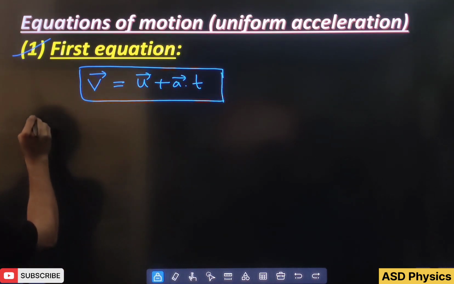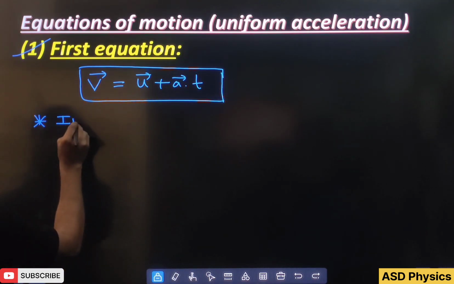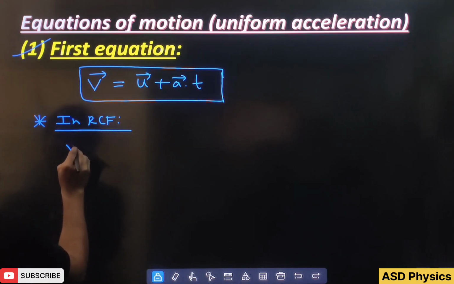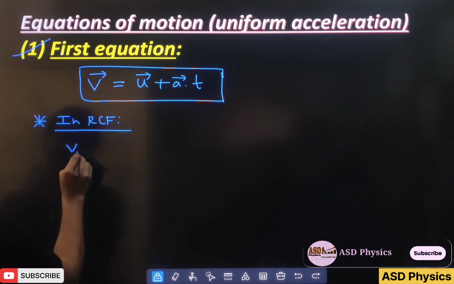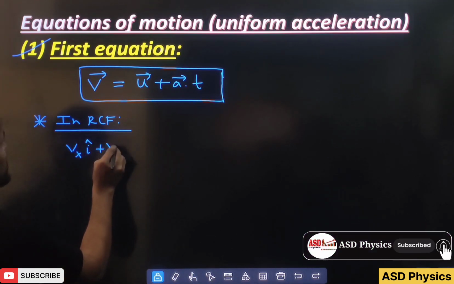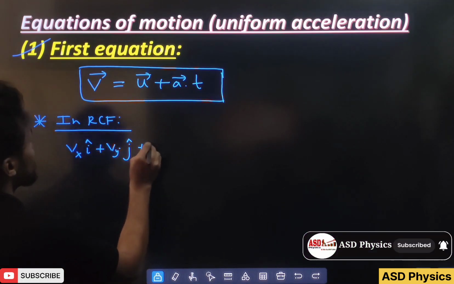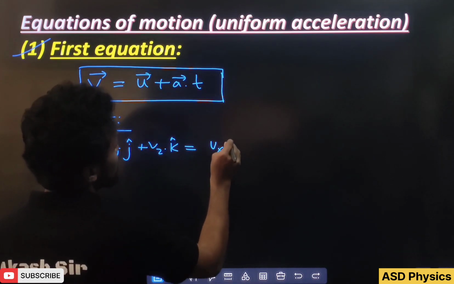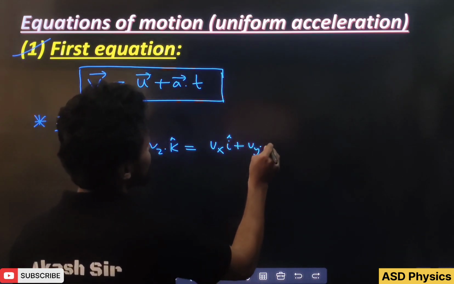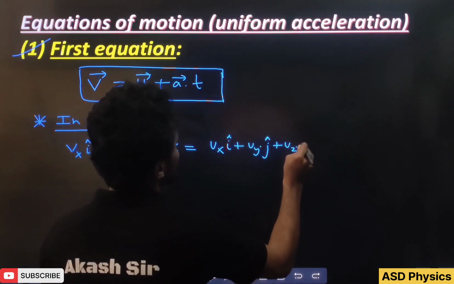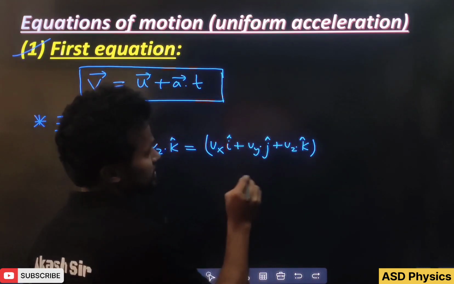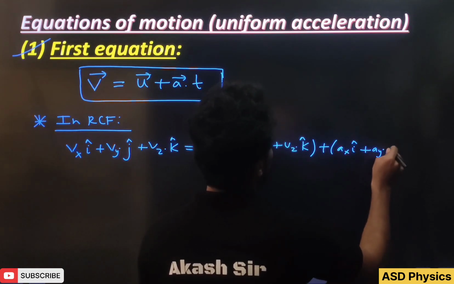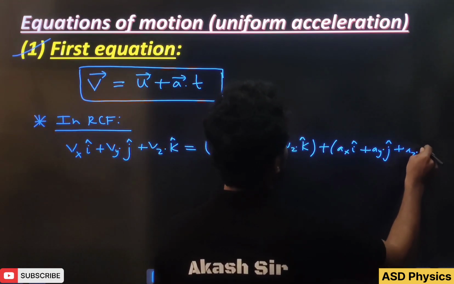Now students, if I write here in rectangular component form, in RCF form, remember that this vector v I can write as Vx i cap, Vy j cap plus Vz k cap. Similarly, vector u you write as Ux i cap, Uy j cap, Uz k cap. These basics are very, very important to deal with the questions. Plus acceleration, you write Ax i cap plus Ay j cap plus Az k cap.